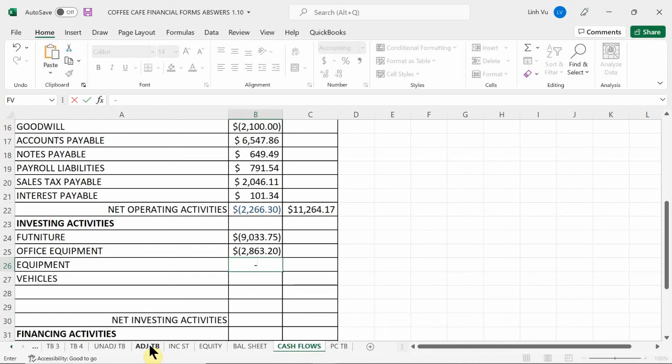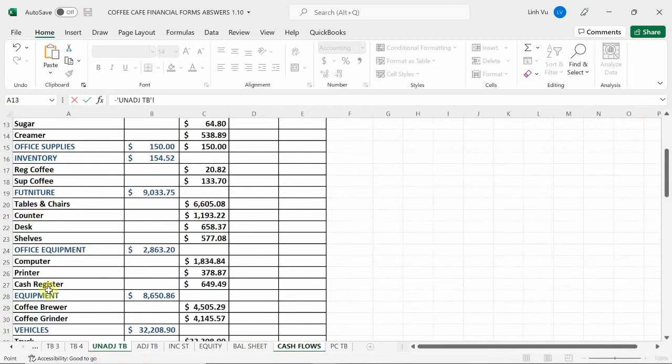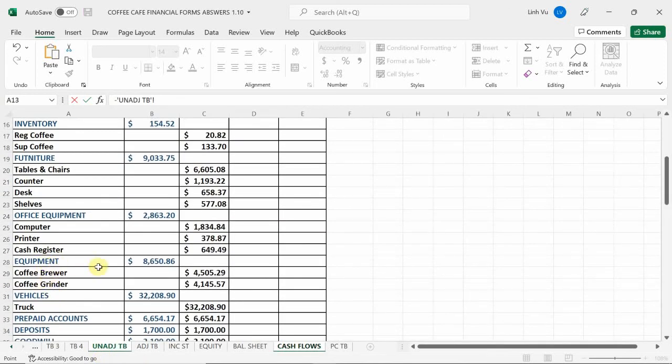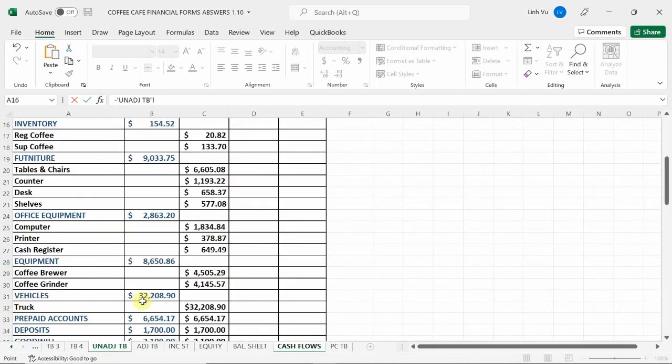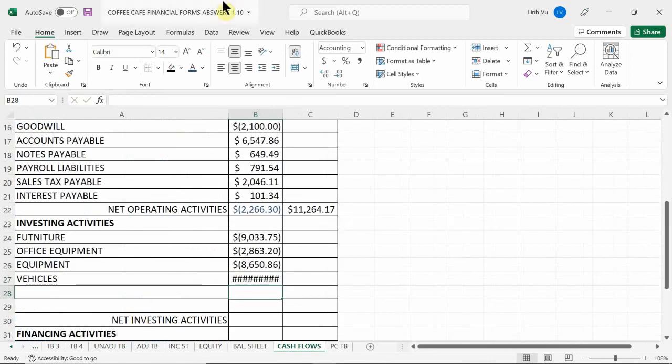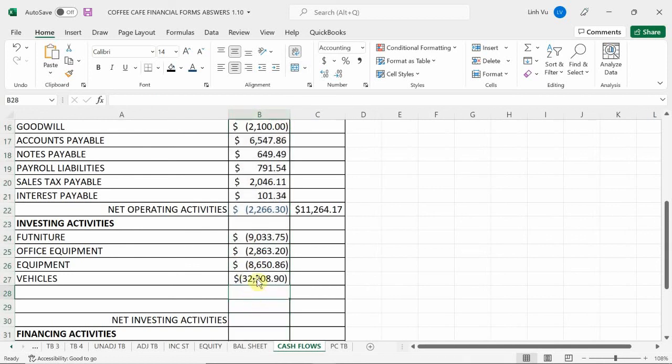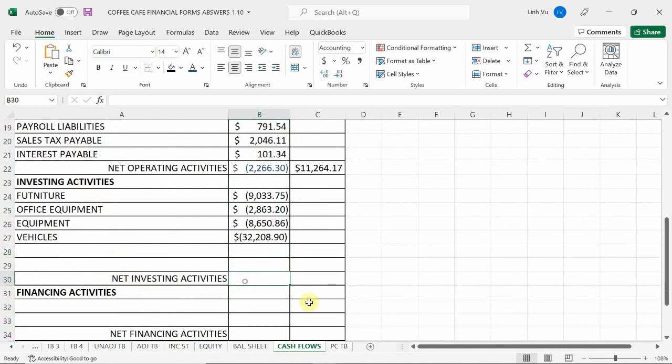Same thing for my equipment. I paid it, if you remember, I paid it off by writing a check. I actually spent the cash that I had in my bank account to pay for all of these fixed assets. So in this case, for my equipment, I went to the actual physical store, or in this case, I paid it off with my bills, because I received a couple bills and I paid it off at the end of June. So it got me a grand total of $8,650. And then, of course, vehicles. How much was my vehicle when I purchased it? It was $32,208.80. Okay? Or 90 cents. So in this case, that's my total investing activities.